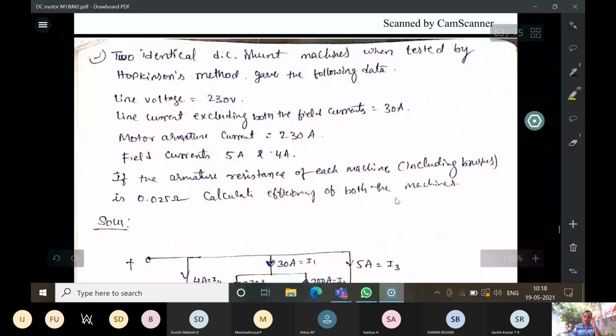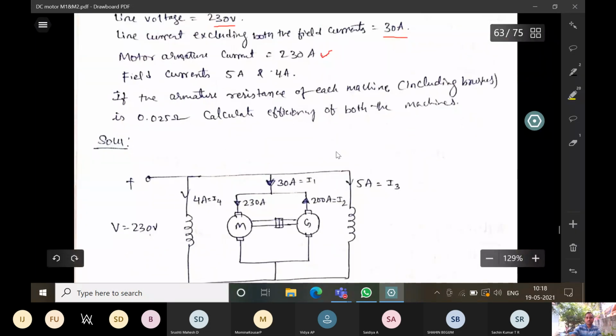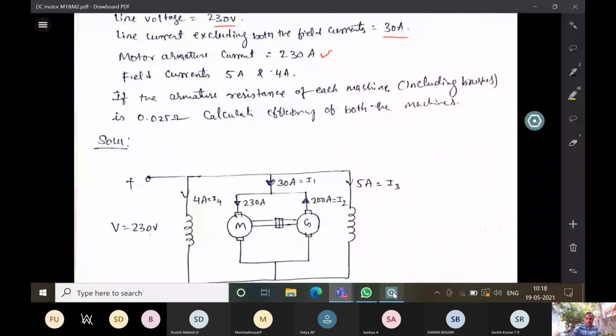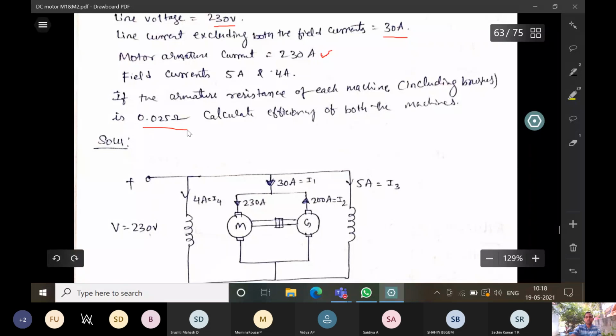Okay, take this problem. Two identical DC shunt machines, when tested by Hopkinson's method, gave the following data. Line voltage is 230 volt and line current excluding both the field currents is 30 ampere. Motor armature current is 230 amps and field currents are 5 ampere and 4 ampere. If the armature resistance of each machine including brushes is 0.025 ohm, calculate the efficiency of both the machines.